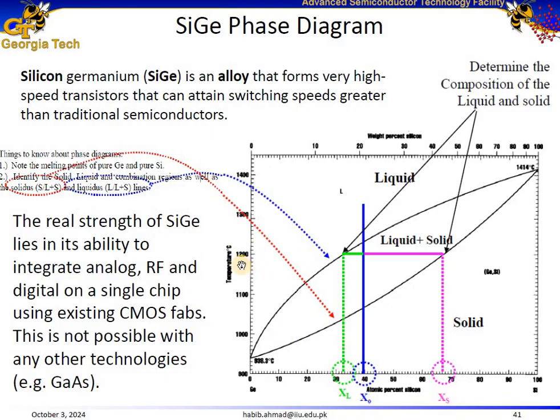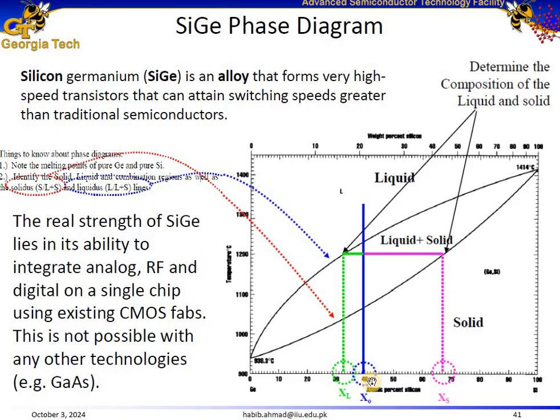This phase diagram plots the relationship between temperature on the vertical axis and silicon composition on the horizontal axis in the silicon germanium material. As we can see, on the x-axis the composition is running from 0 to 100, where 0 represents 0% silicon, which means that we are actually talking about pure germanium at this point.